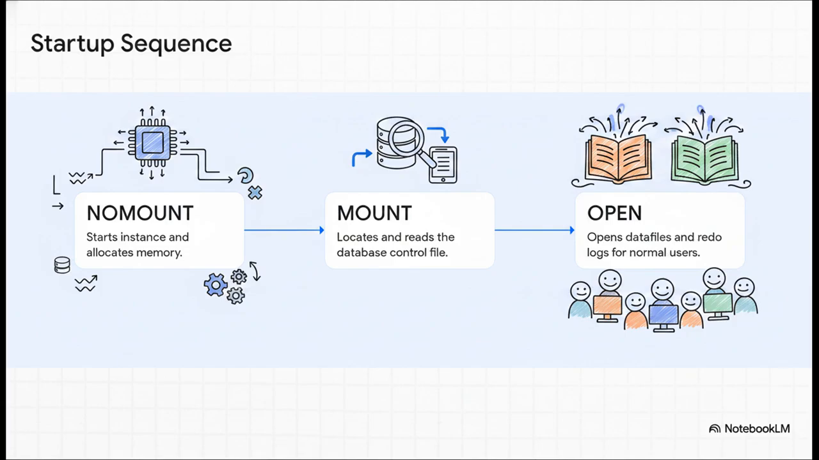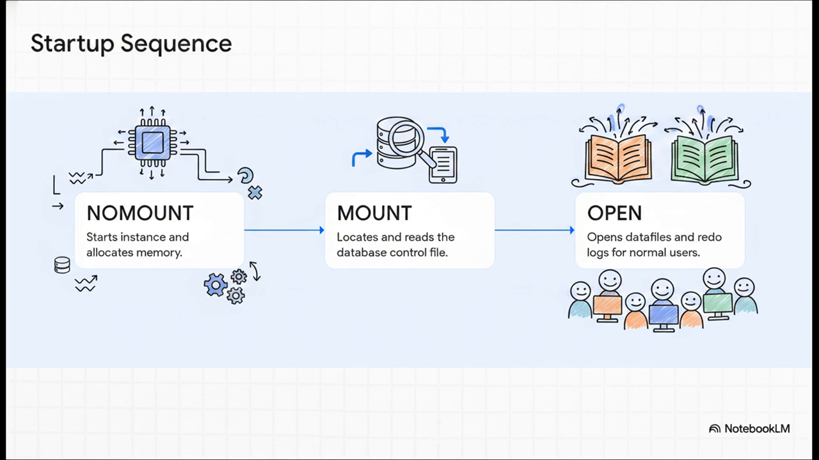Okay, starting up instances. It's not just like pushing a power button on your PC. There is a really strict sequence you've got to know. Step 1 is nomount. This is where the instance starts, memory gets allocated, background processes fire up, but there's no database associated with it yet. Then step 2 is mount.